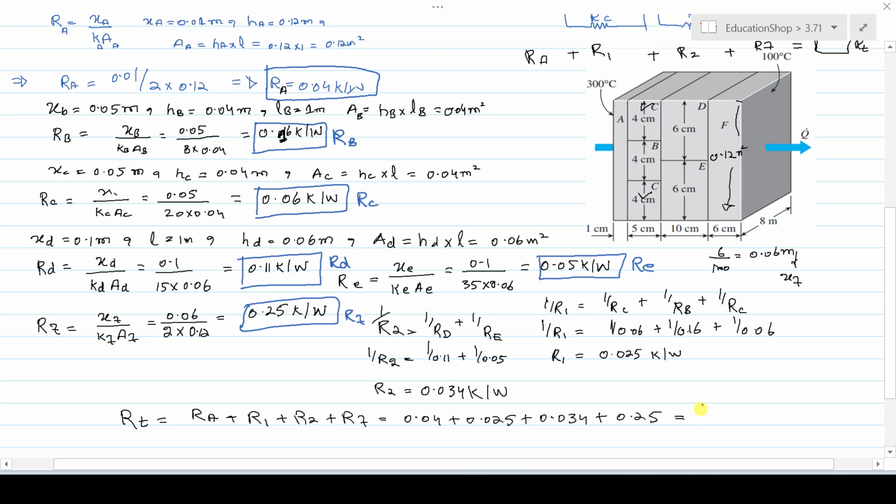It will give you the total resistance that is offered by these sections of the valve up to 1 meter length, that is 0.35 Kelvin per watt.